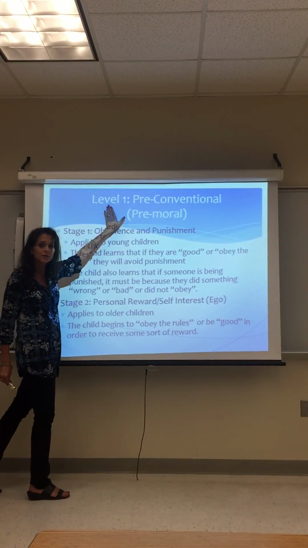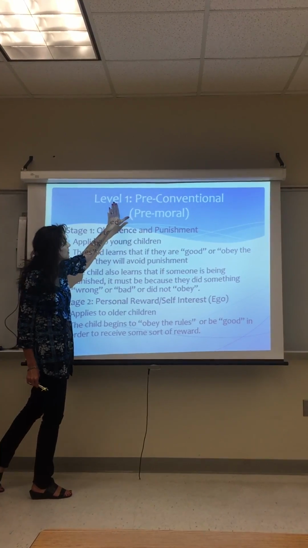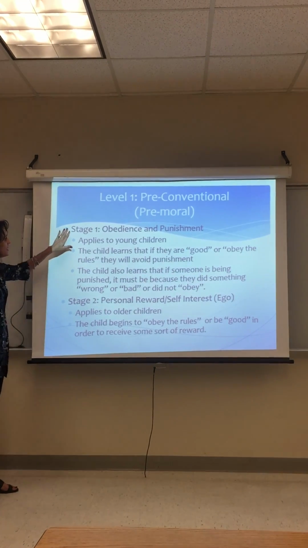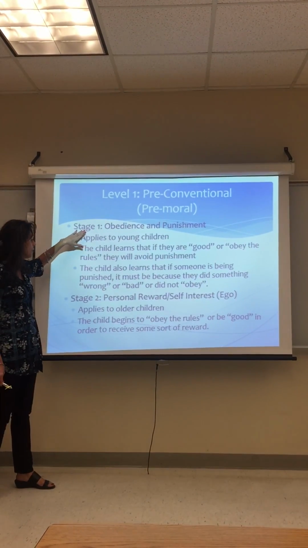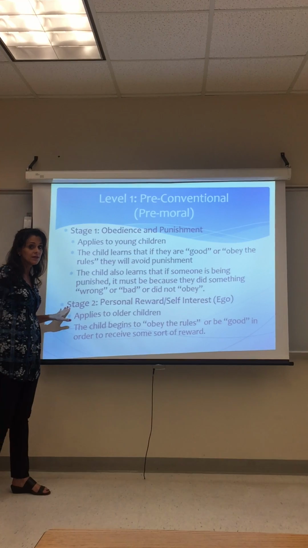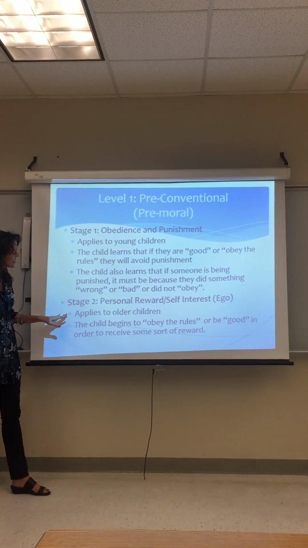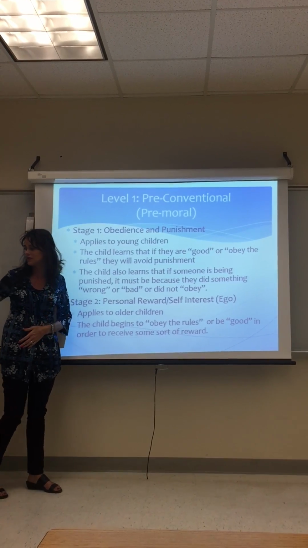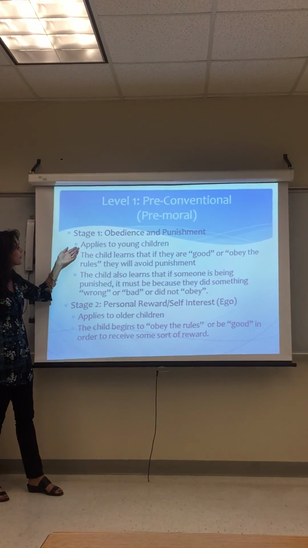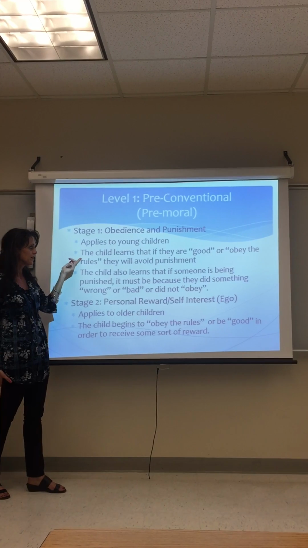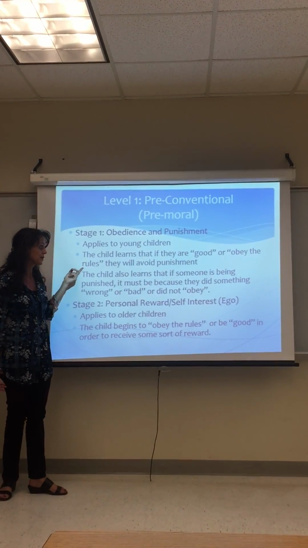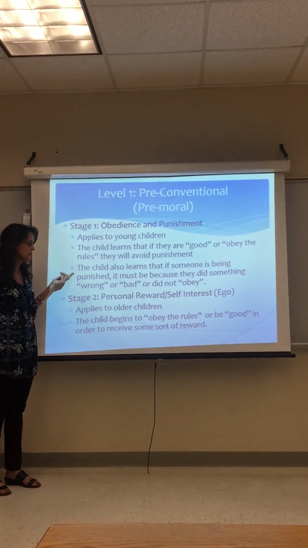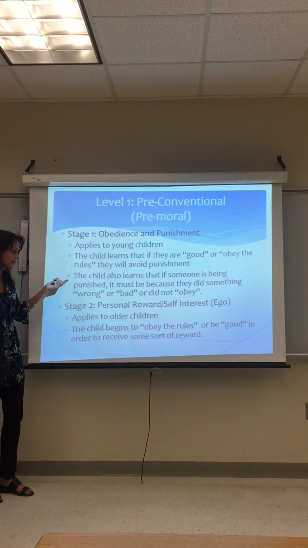Stepping back again to the pre-moral, this is elementary school age, pre-conventional level. In that pre-conventional level, Kohlberg separated this level into 2 stages. The first one being obedience and punishment, which is what I was discussing with the example of the kindergartner, applies to young children. The child learns that if they are good or they obey the rules, they will avoid punishment. The child also learns that if someone is being punished, it must be because they did something wrong or bad or they did not obey.